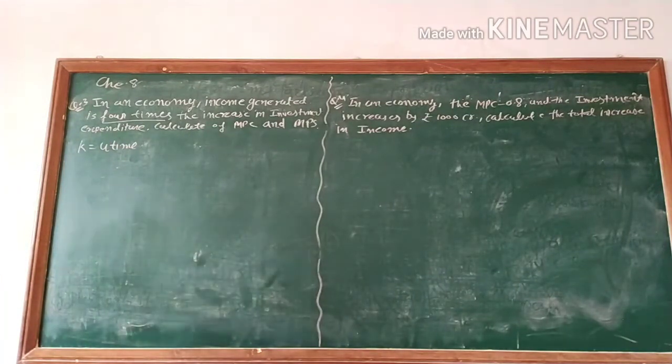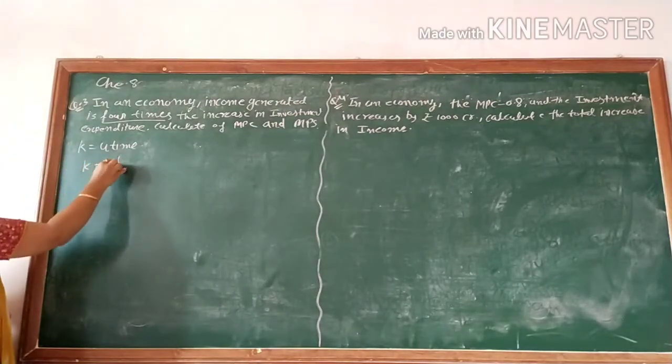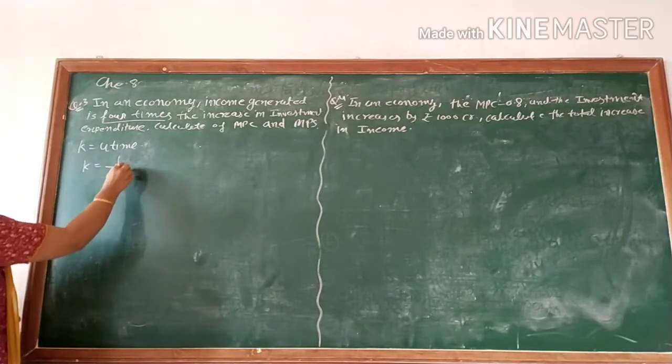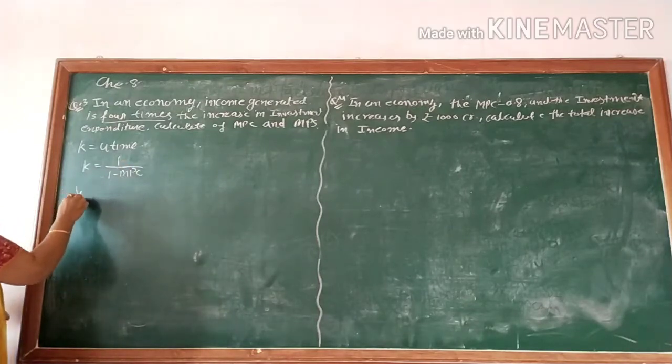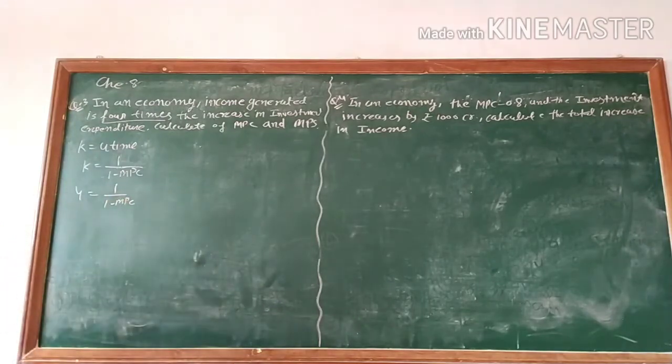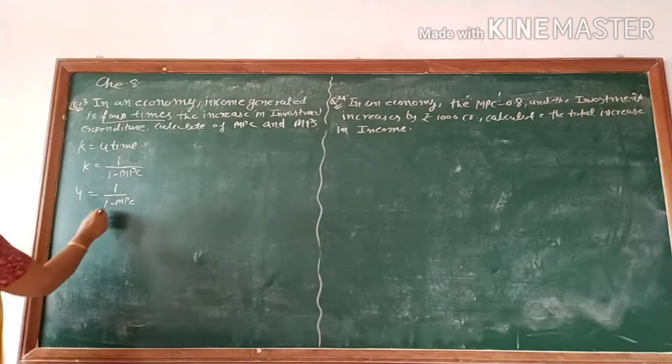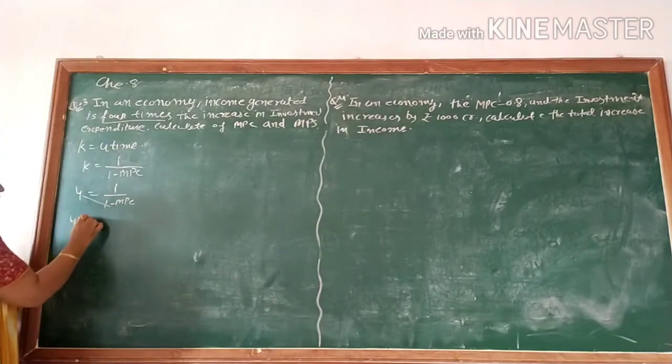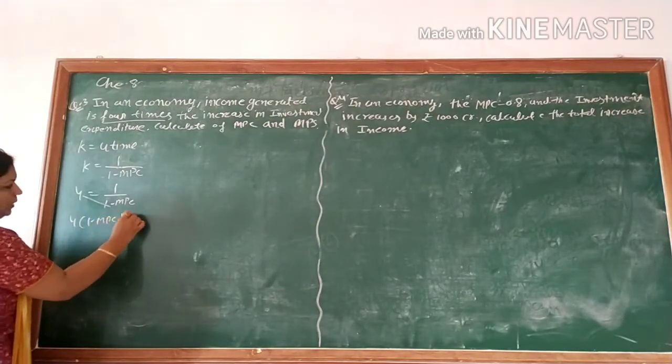So first we have to be clear about what we have to find out. An increase in income is 4 times the increase in investment. So first we find out the value of K. You use the K formula, 1 upon 1 minus MPC. Okay? So this is 4 equal to 1 upon 1 minus MPC. What we have to do first? Find out the value of MPC. So just cross multiply: 4 into 1 minus MPC equal to 1.